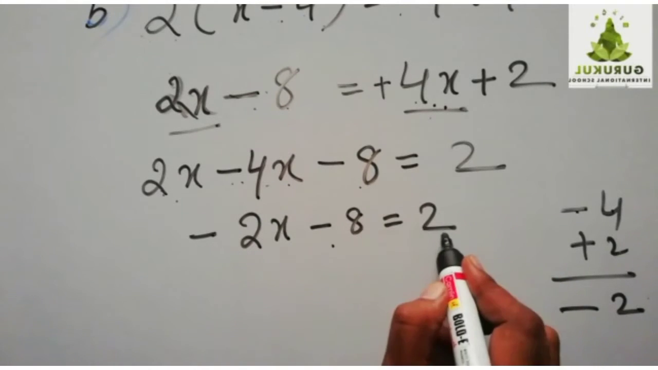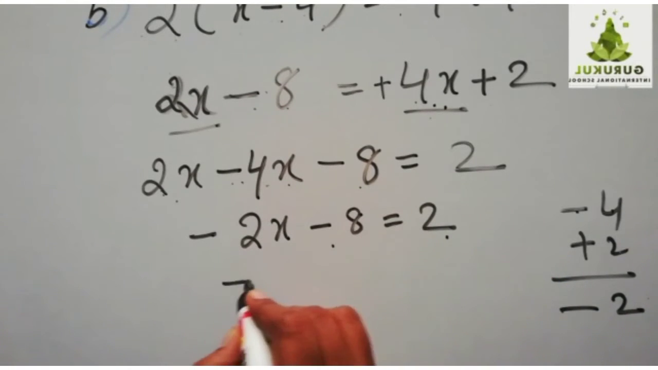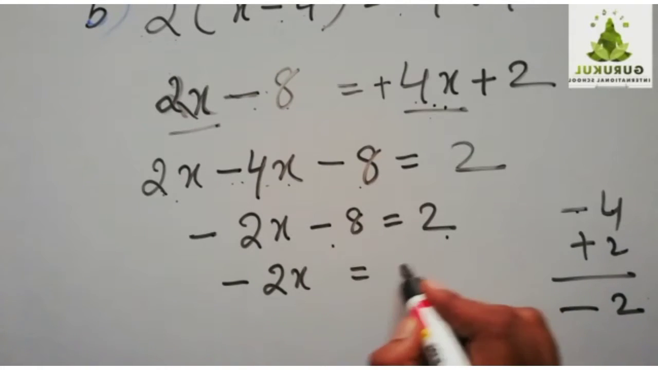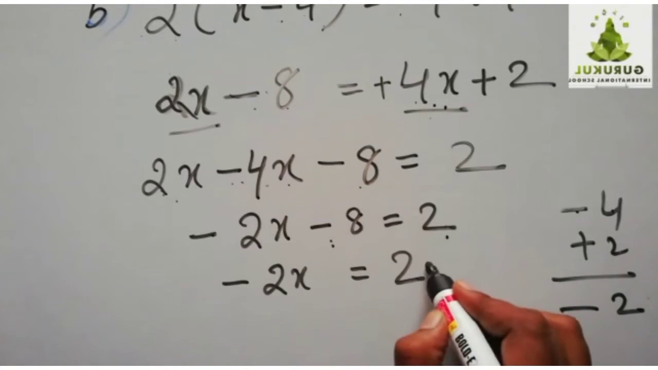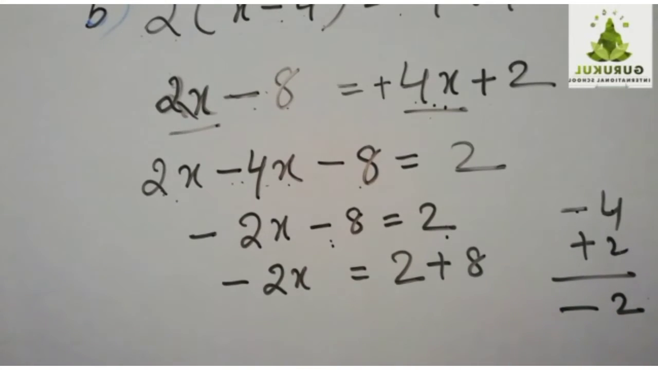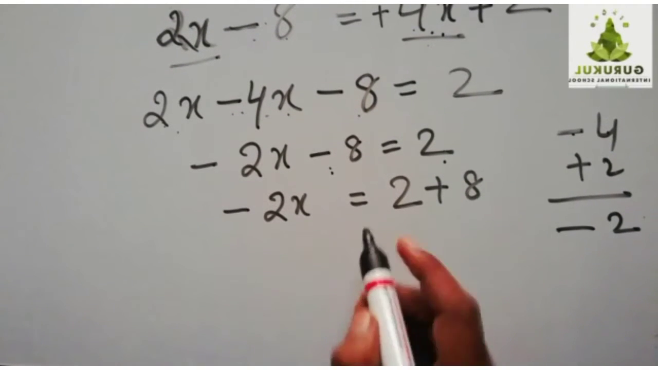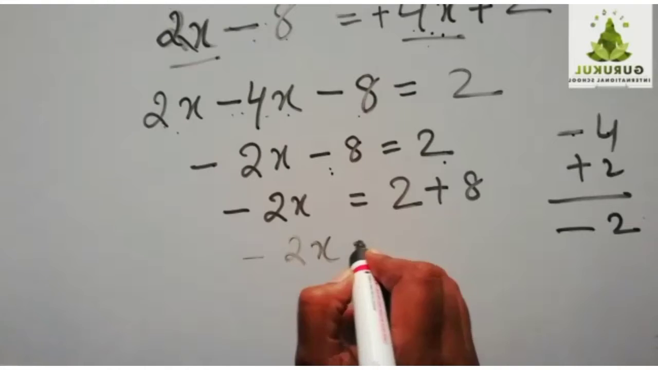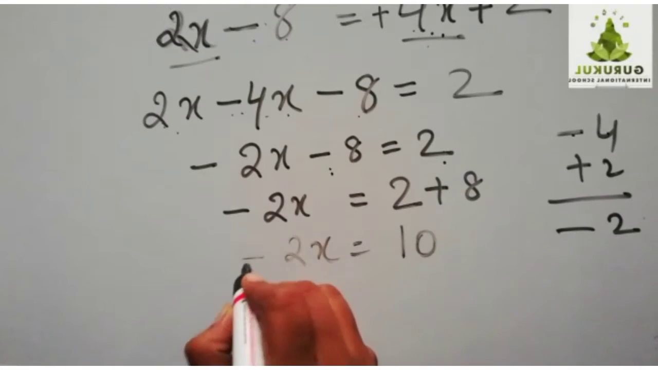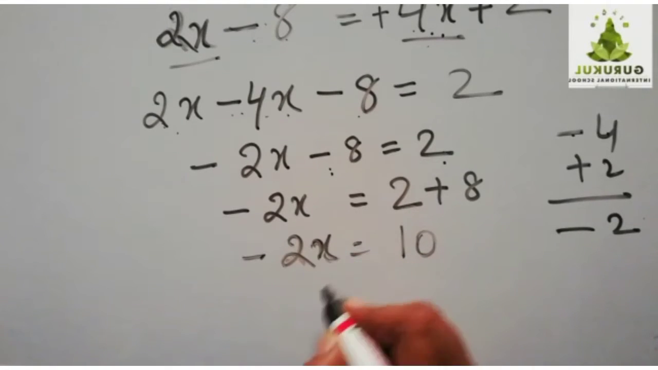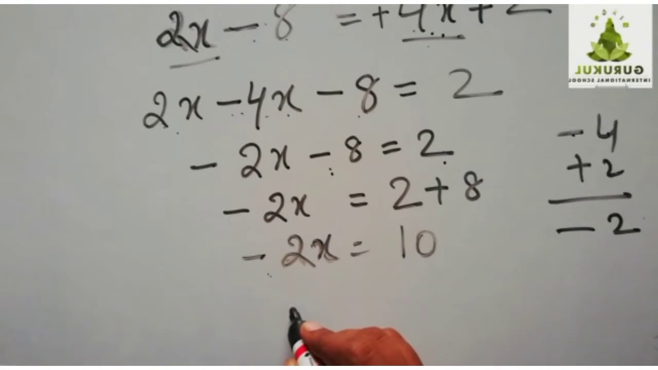So minus 8 is equal to 2. Now take the constant term with the constant term here. So it becomes minus 2x is equal to, here 2 is already there. Minus 8 comes to this side, it becomes plus 8. Is that clear to you? So you are getting minus 2x is equal to 8 plus 2 is 10. Is that clear? Now the minus is here, that you have to remember.